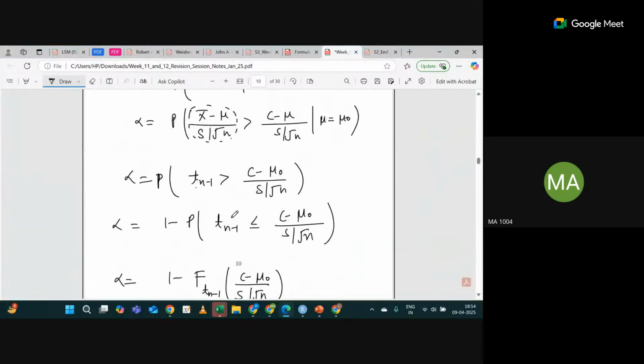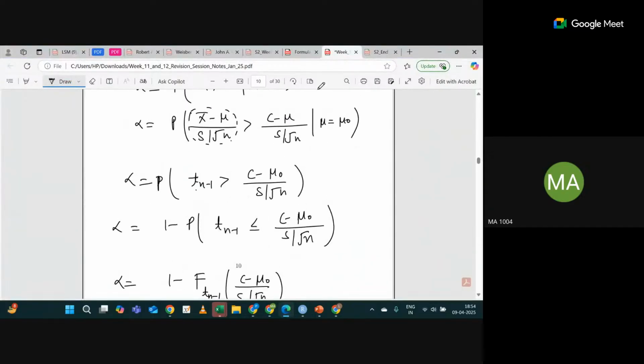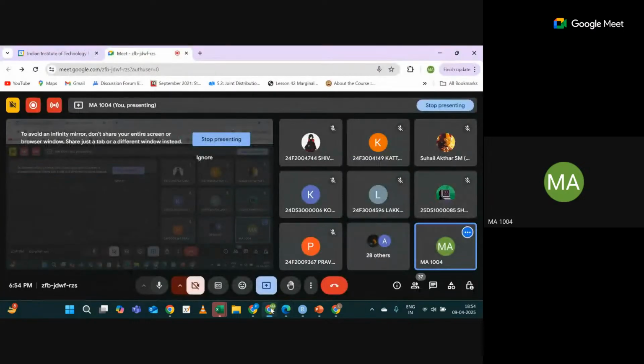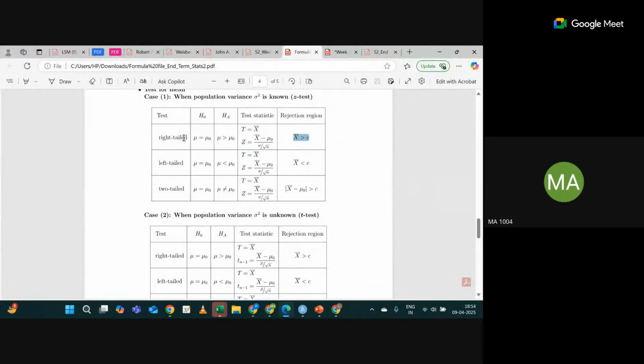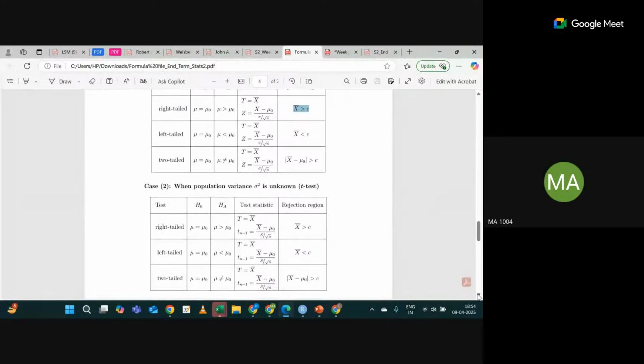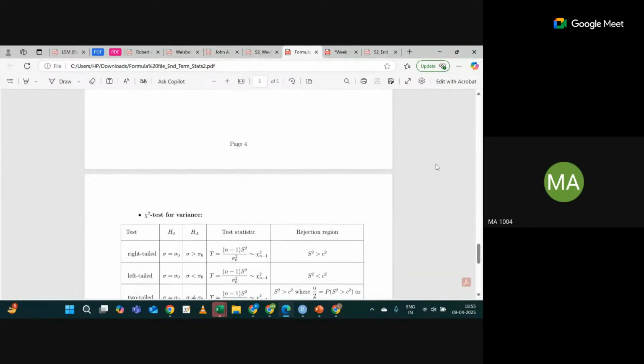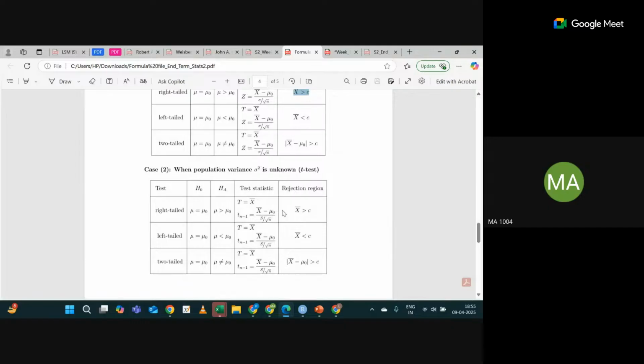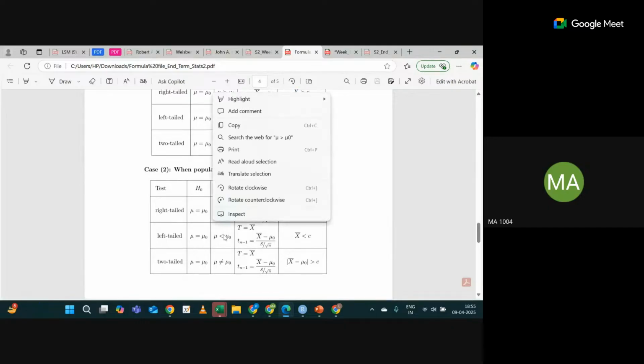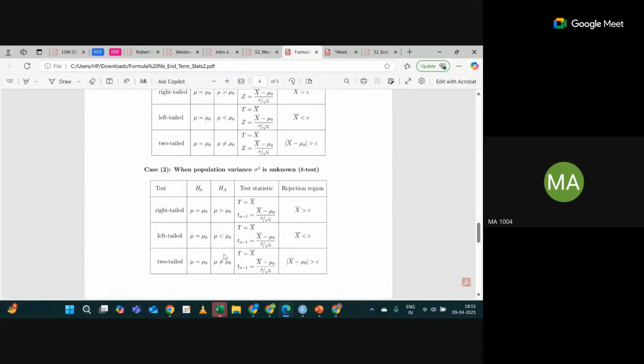So you can see these are the tests for mean. In the formula sheet, this is for a single test. If you talk about a two-sided test, I discussed it just for greater than and less than. Similarly, you can do it for the two-sided test also.